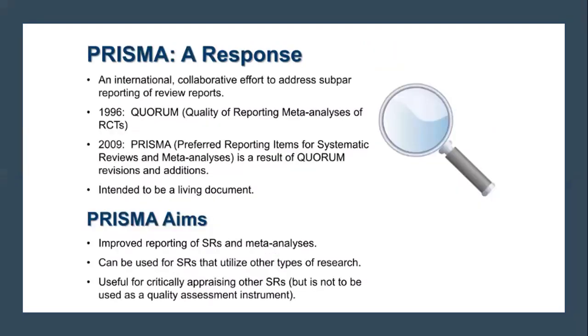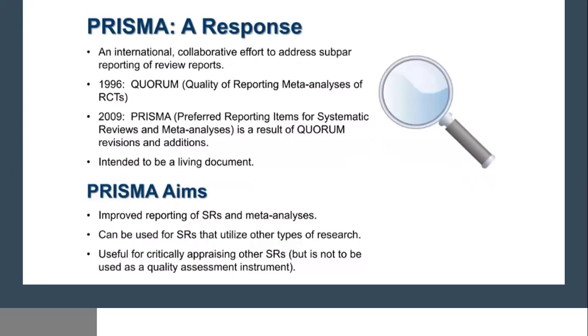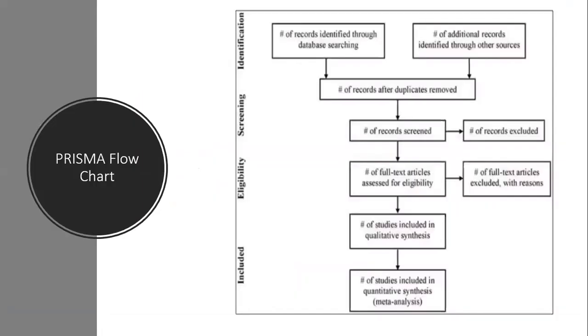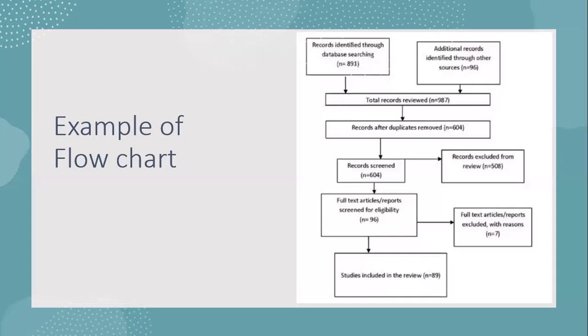Okay, Prisma chart. Previously, it was called QUOROM. In 1996, it was introduced. The QUOROM full form is quality of reporting of meta-analyses of RCTs. And in 2009, the Prisma was introduced, preferred reporting items for systematic reviews and meta-analyses, framed only for systematic literature review itself. This will be the example of your Prisma chart. In today's class, I will teach you the latest Prisma chart, how you can prepare it, what all you have to mention, and how you have to exclude. And this will be the example if you're preparing a Prisma chart.